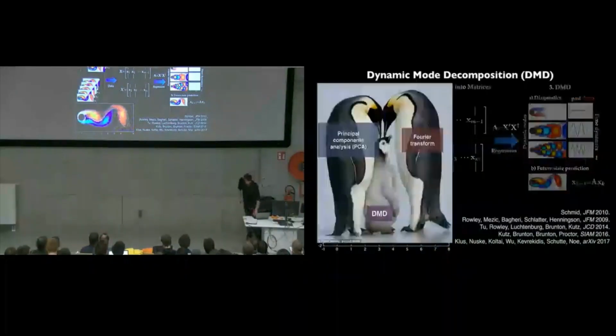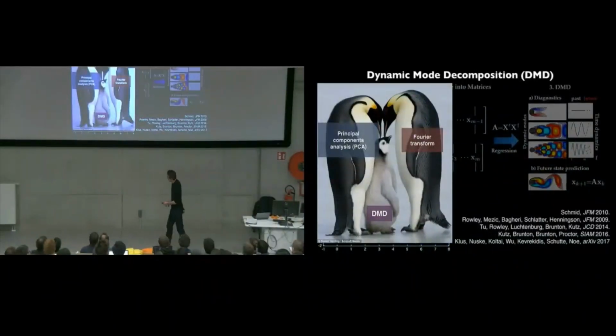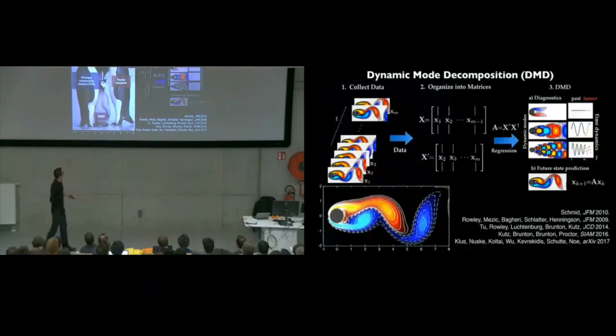I stole this slide from my wife. This is how she thinks of the DMD and explains it. It's like if principal components in space and Fourier transform in time had a baby, it would be adorable. And these are two of the most important algorithms of the last century. So it's no wonder that DMD is extremely useful and is being used in lots and lots of fields beyond fluid mechanics as well.